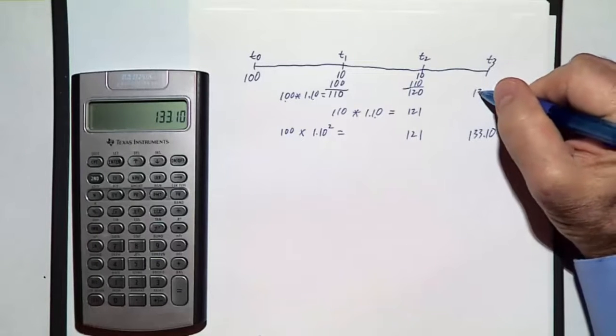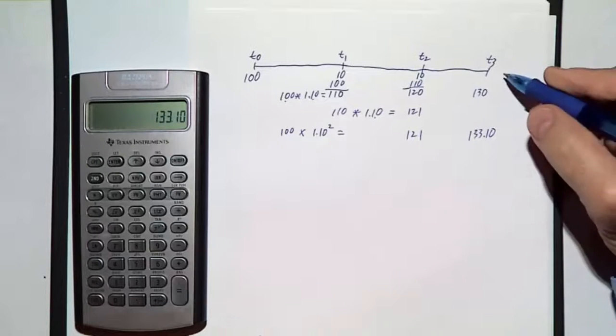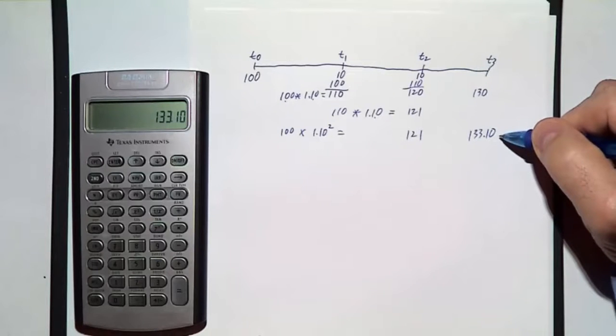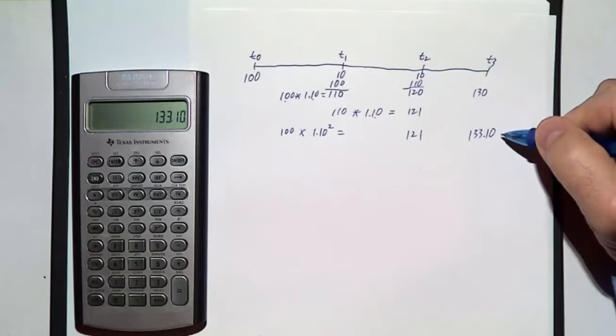Whereas in this case, it would only be $130. So you see that simple interest is not nearly as advantageous as compound interest if you're the one who's doing the saving.